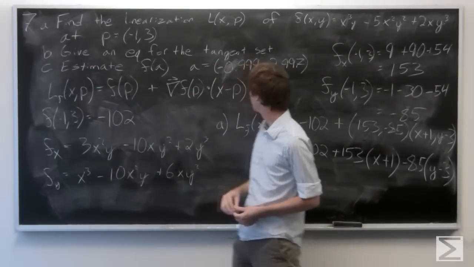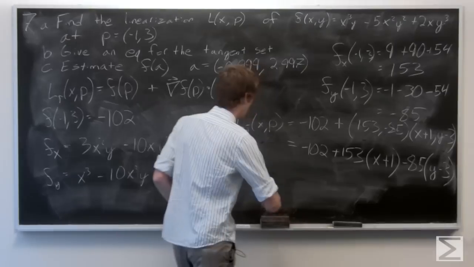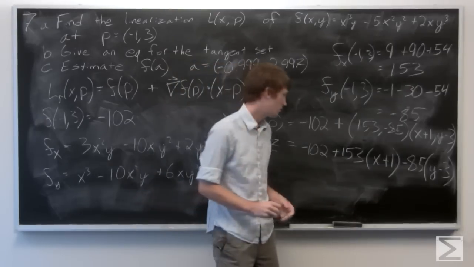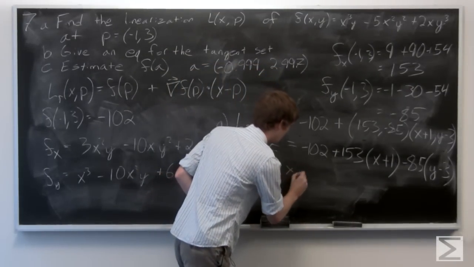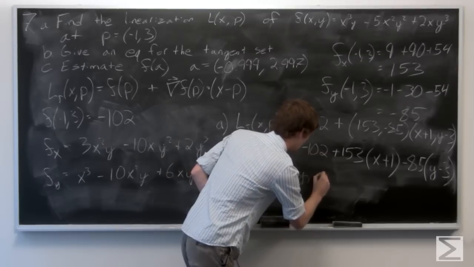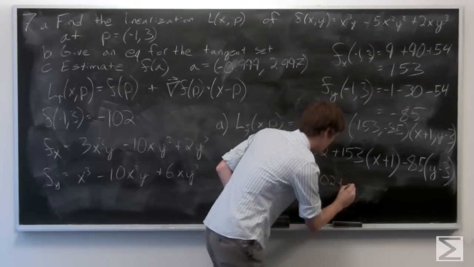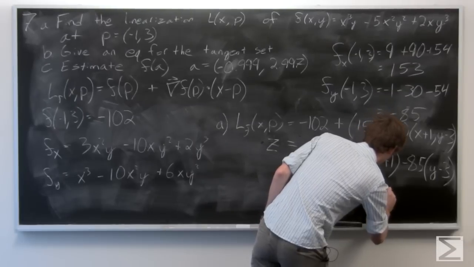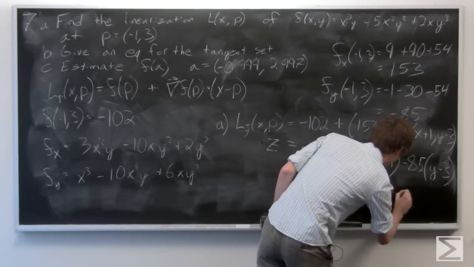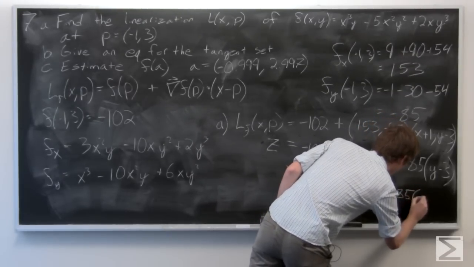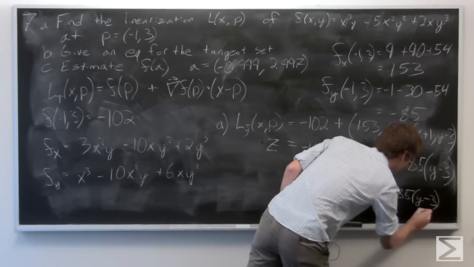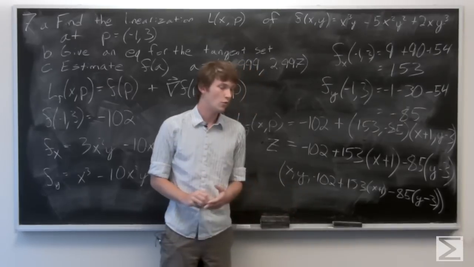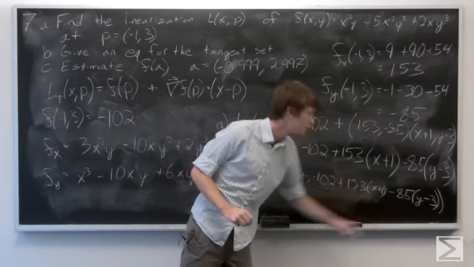We want to find an equation for the tangent set. Well, we can just say that that's z equals that. So then the set of points is simply (x, y), and then our z.